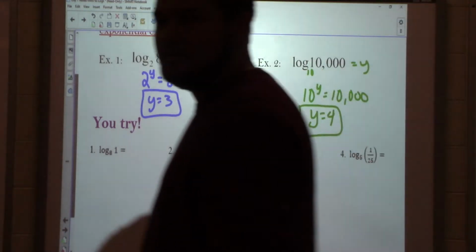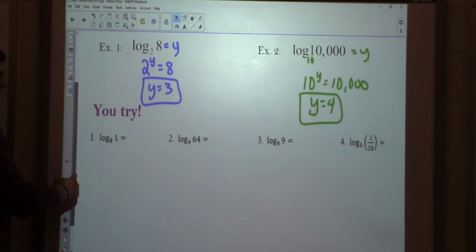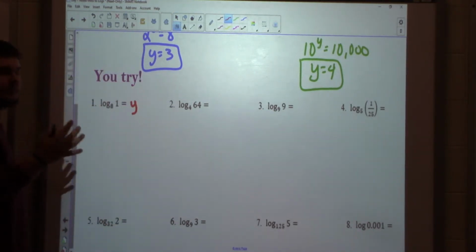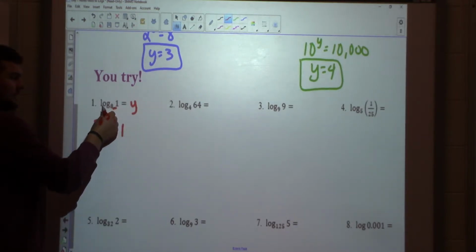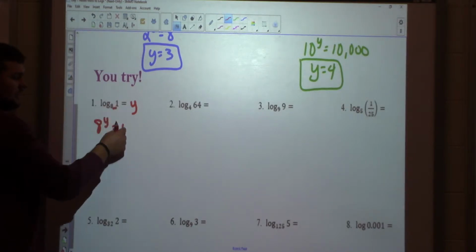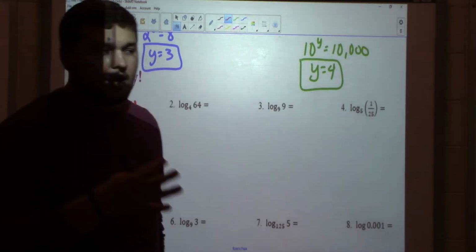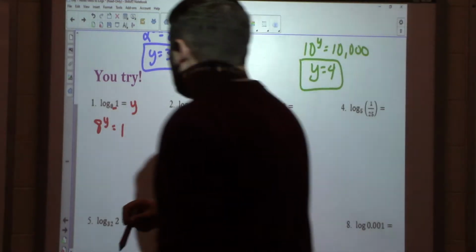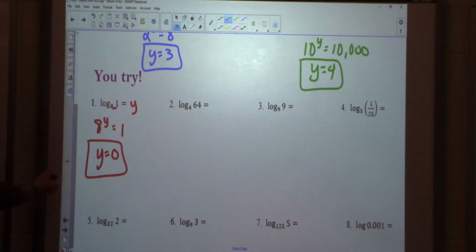Should we keep going? Alright, let's look at them. Log base 8 of 1. I'm going to set it equal to y again, just so I have a variable. 8 to what power equals 1? Base of my log becomes the base of my exponent. What I'm taking the log of is what it's going to equal, and what my log equals is my new exponent. 8 to what power will equal 1? 0. The 0 power. Anything to the 0 power equals 1, so y is going to have to equal 0. So log base 8 of 1 would also equal 0.